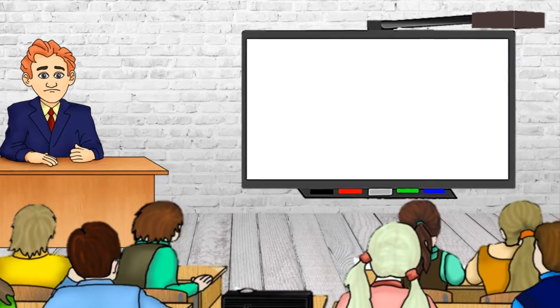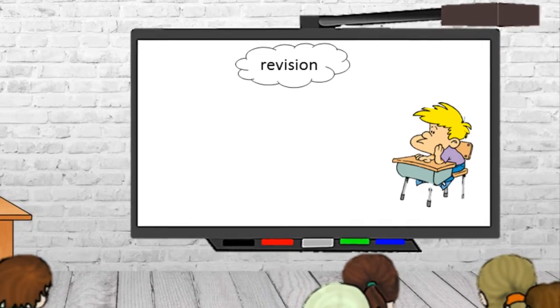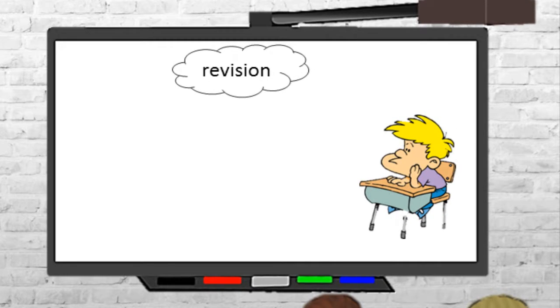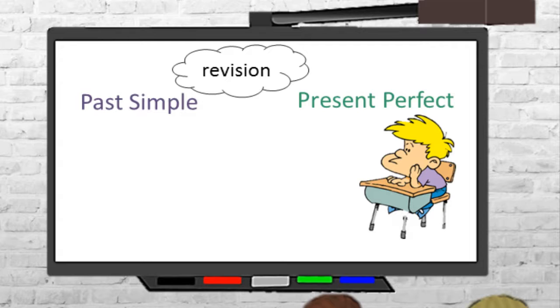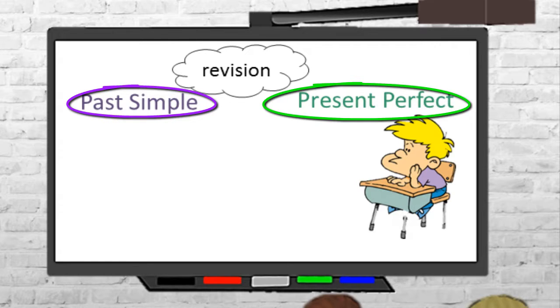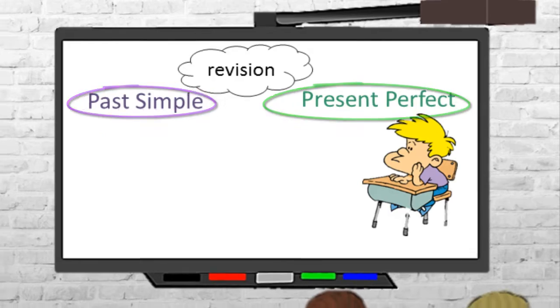To do it correctly, we need to compare two English tenses, the past simple and the present perfect. И чтобы мы могли это сделать правильно, нам необходимо сравнить два английских времени – прошедшее простое и настоящее совершенное.